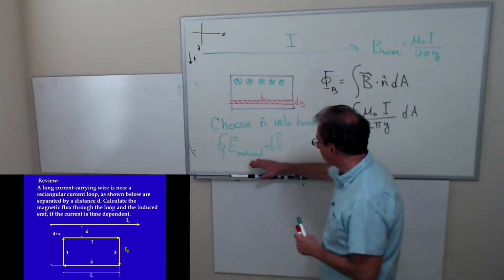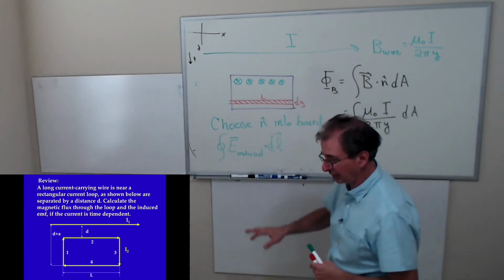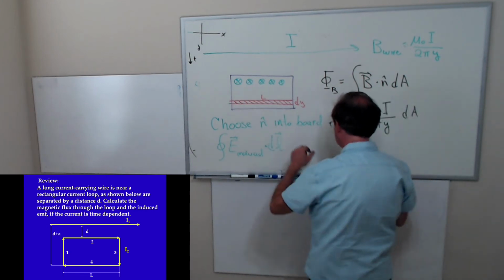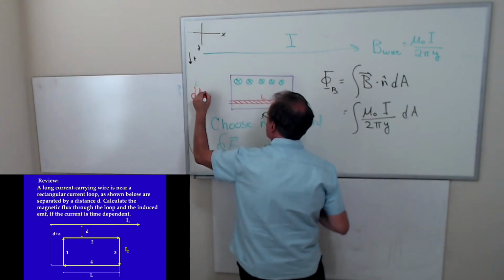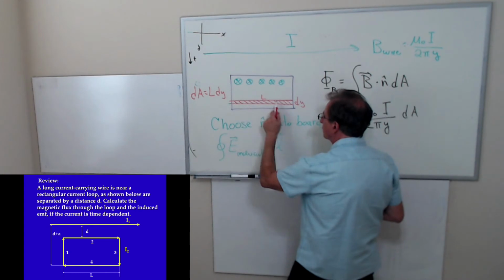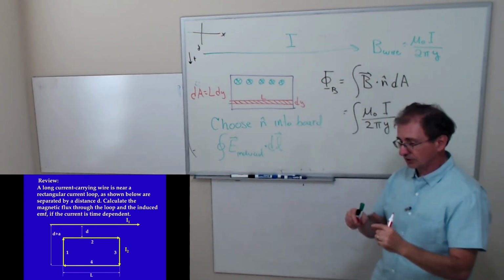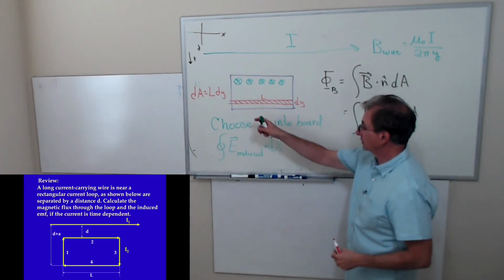Oh, you want me to explain? I'm sorry. Let me finish my dA and then I'll get to your question. So my dA is L dy. Again, the magnetic field over that strip is constant. I want to break this up into small enough sections, areas, so that the magnetic field is constant over that area. So that's what I did.